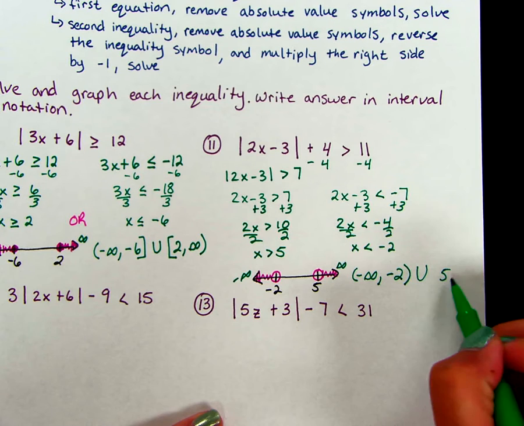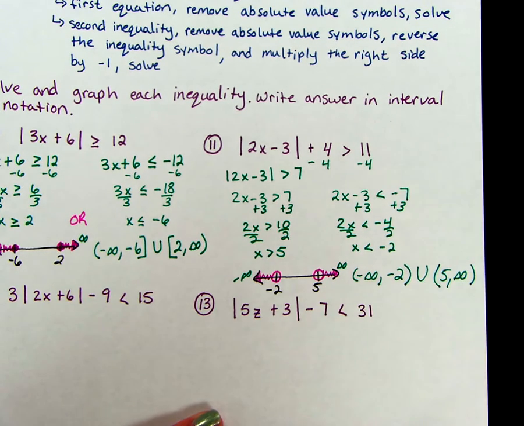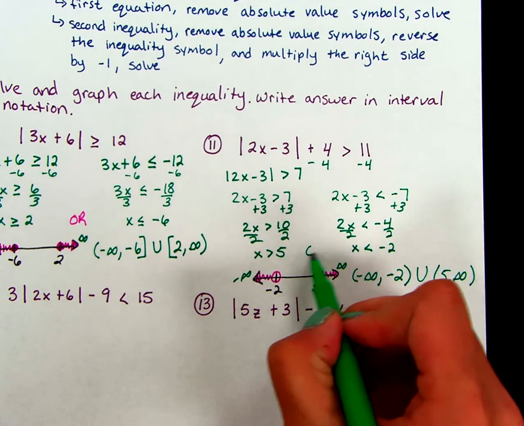So 5, +infinity. And then 5 is not included, so that's going to be a parenthesis. So that would be our final answer in interval notation. So this is an or statement here.